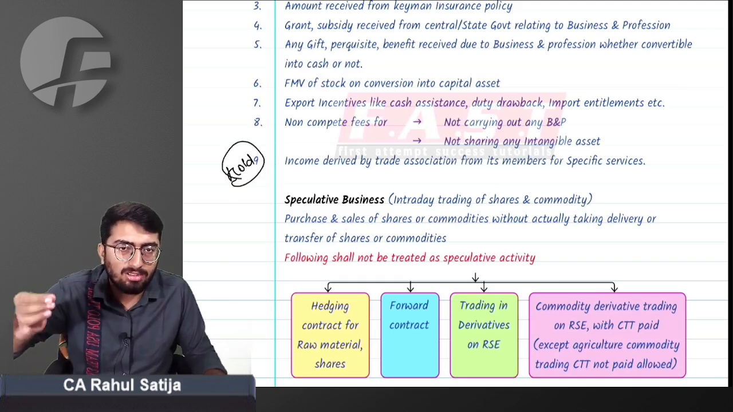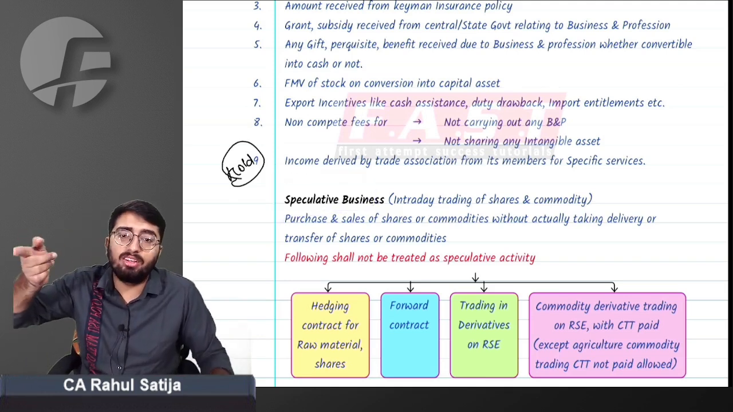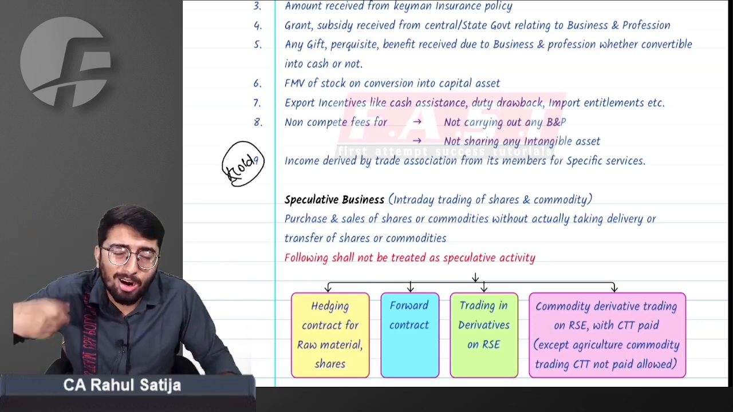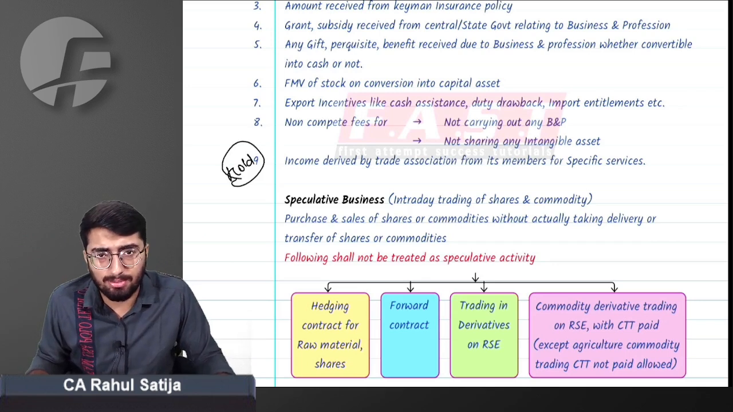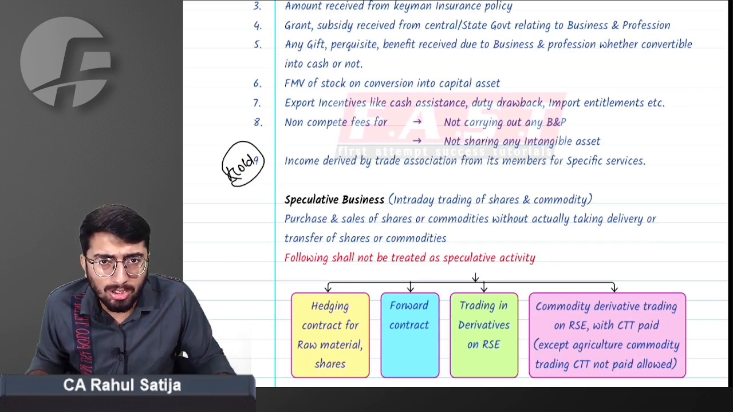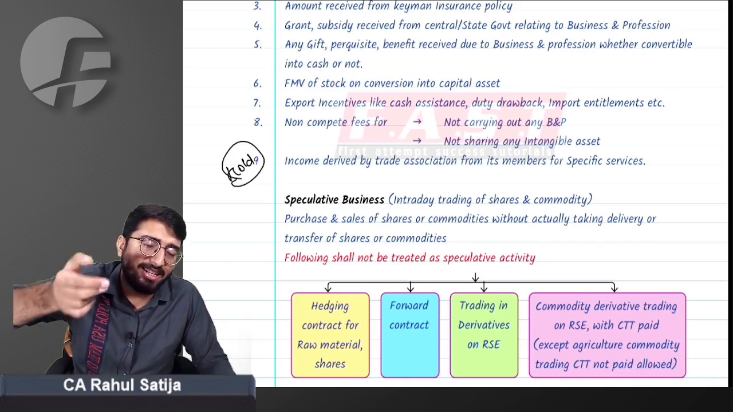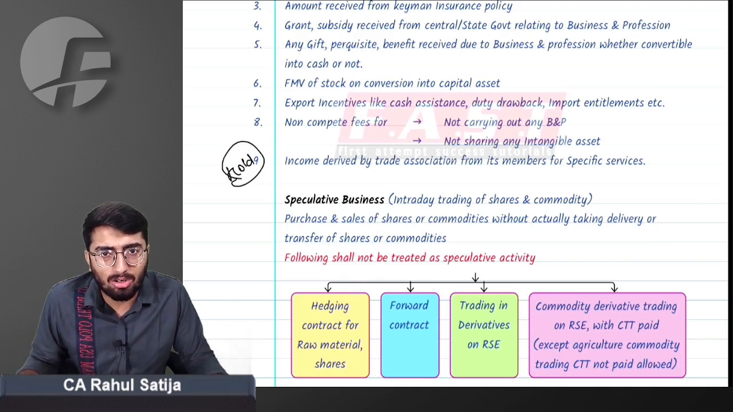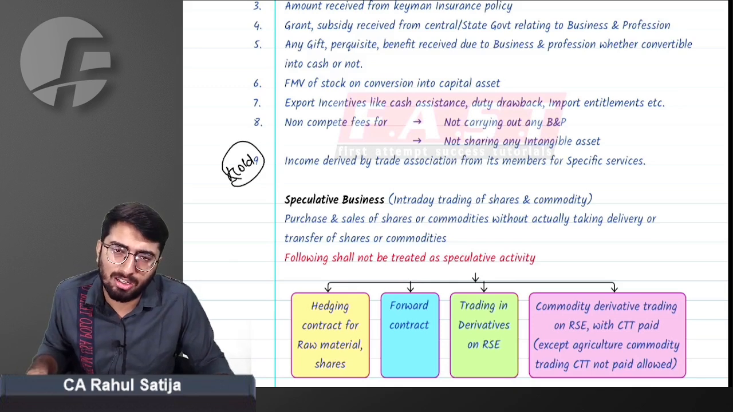Sir, there is also a kind of business called speculative business. It is a kind of business where you buy or sell shares or commodities without actually taking physical delivery of those commodities or shares. All in all, if you are doing intraday trade without any delivery, buying and selling such shares or commodities, such trade is called speculative business. Any gain arising from such business will be speculative business income.